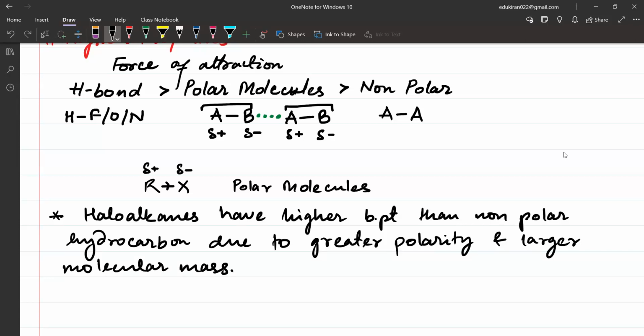Okay. Now, when you look at the molecular mass, why does it depend? When you have large molecular mass, there will be large number of protons, there will be large number of electrons. And if there is large number of protons and electrons, the dipole will be even more. There will be more negative charge on one side, more positive charge on the other side, because we have more number of electrons. That is why molecular mass is also important.